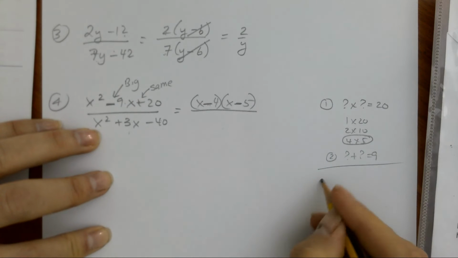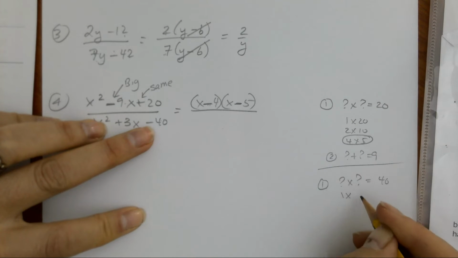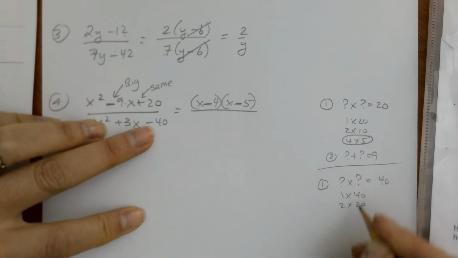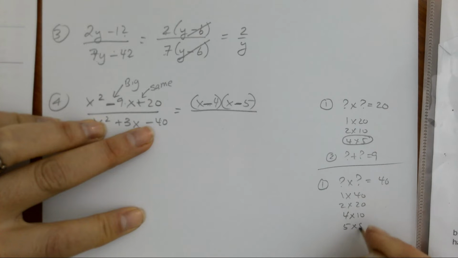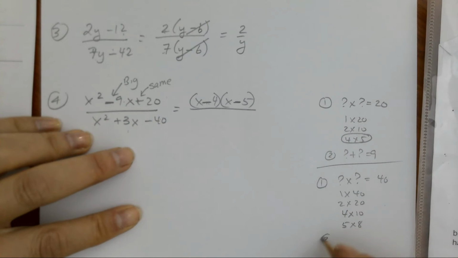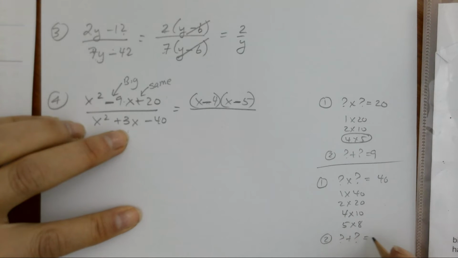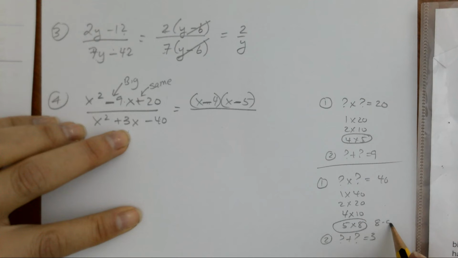So step 1, what times what equals 40? 1 times 40, 2 times 20, 4 times 10, 5 times 8, 6, 7, no, that's it. And step 2, what plus what equals 3? If I subtract them, it equals 3, so that works.